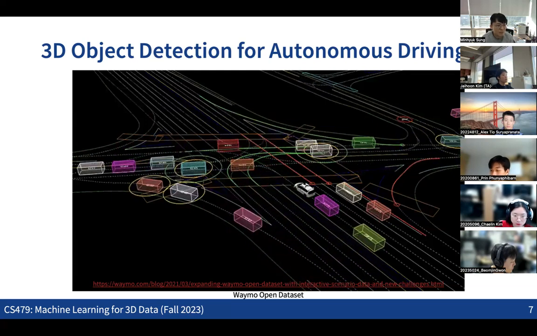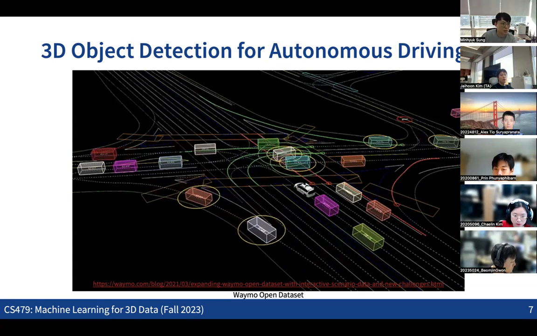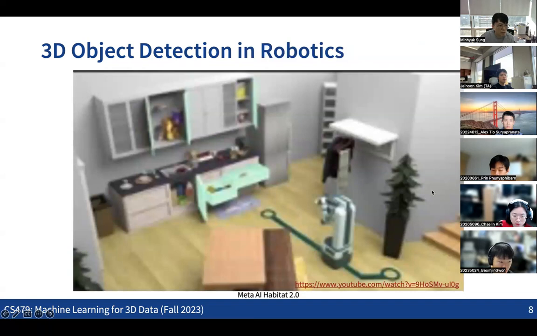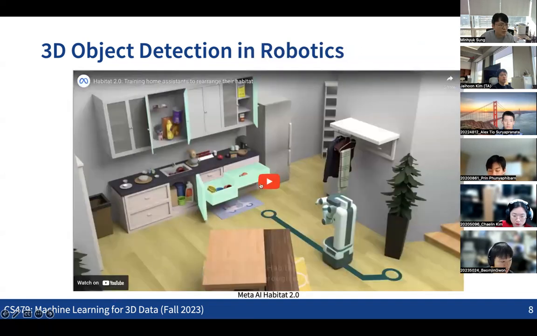So 3D detection is a very fundamental task in autonomous driving, and also in many other robotics applications. When you train a neural net to teach autonomous agents to interact with real objects, detecting the objects and segmenting them from the 3D representation is a very fundamental task. I'm not going to play this video, but you can see that this kind of 3D object detection and segmentation can be used to teach robots to interact with real scenes.